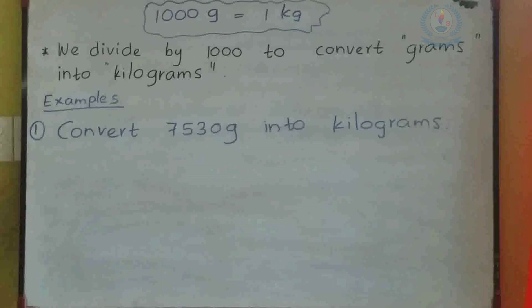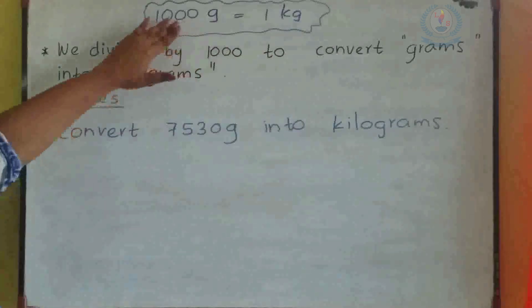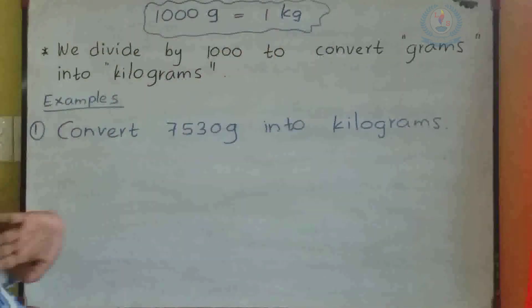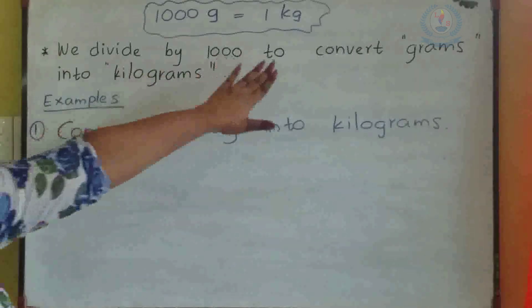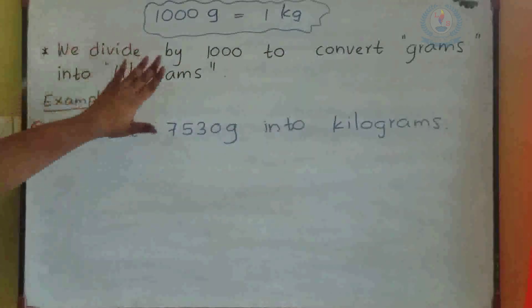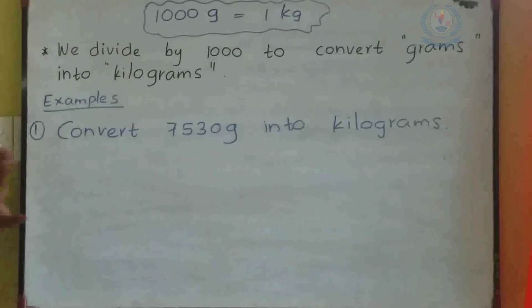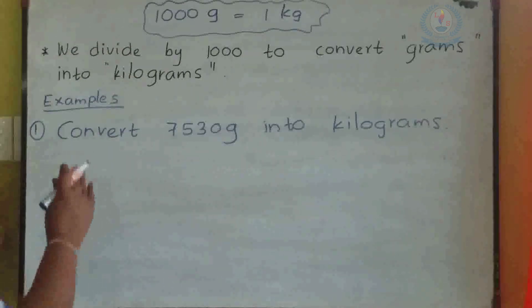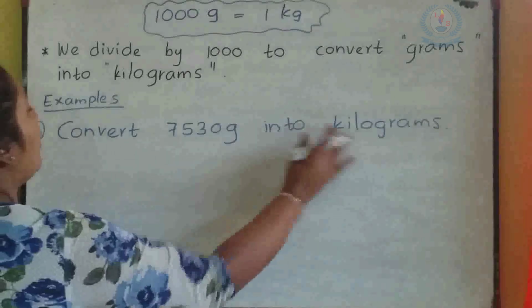Okay, then I am moving to the third relationship, that is 1000 grams equals 1 kilogram. 1000 grams equal 1 kilogram. The concept is we divide by 1000 to convert grams into kilograms. I'll explain this concept using two examples. First example is convert 7530 grams into kilograms.